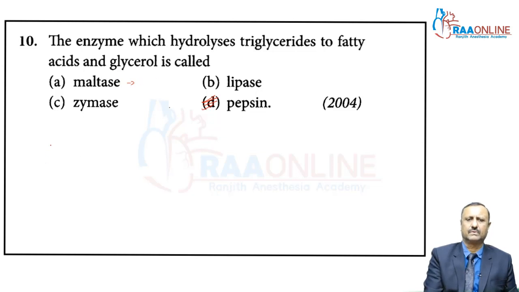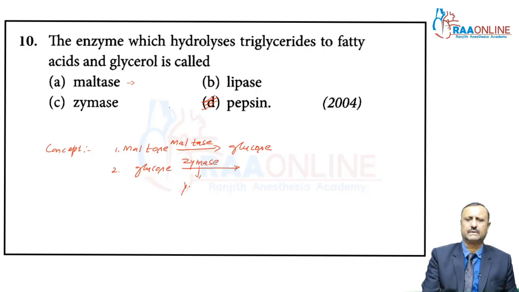maltose into glucose. We can use the maltase enzyme for this. And my dear students, when you use the zymase enzyme, which is present in yeast cells, glucose is converted into ethanol, and carbon dioxide is evolved. So number 1, maltase converts maltose into glucose, and number 2, zymase converts glucose into ethanol and carbon dioxide. Here, the enzyme for triglycerides to fatty acids is pepsin. So for question number 10, the option is D.